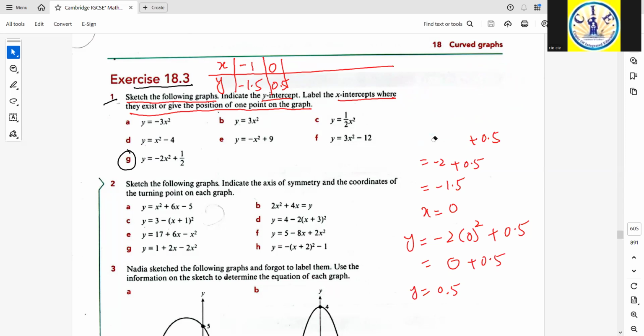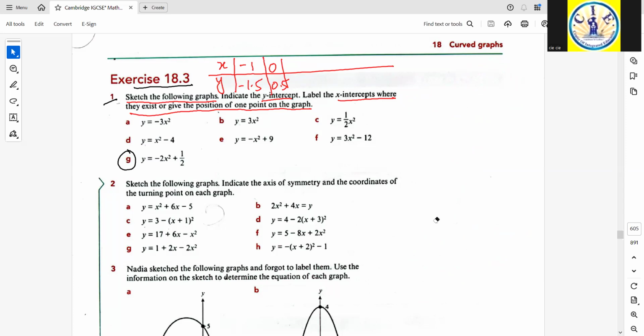Let me substitute, for example, x equals 1 now. Then we can substitute x equals 2 and so on. Normally, we can take 5 to 6 or 7 values. That is sufficient if it is not given in the question. So if I substitute x equals 1, that gives us -2 times the square of 1 plus 0.5. So that is -2 plus 0.5, which is again -1.5.